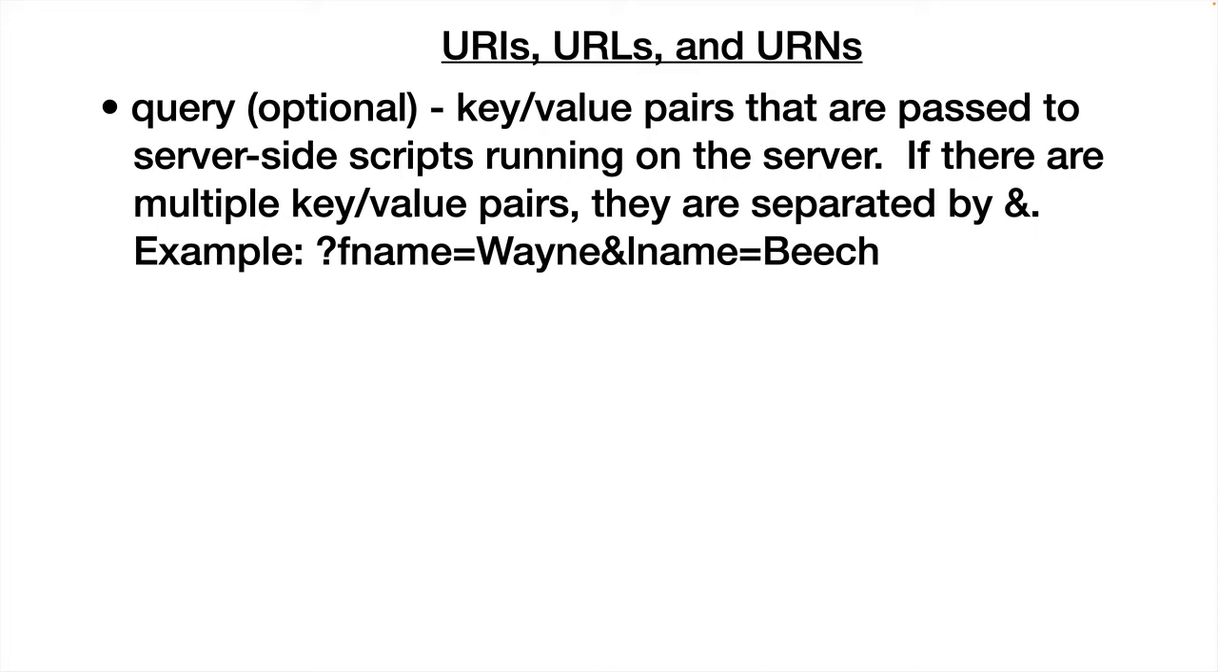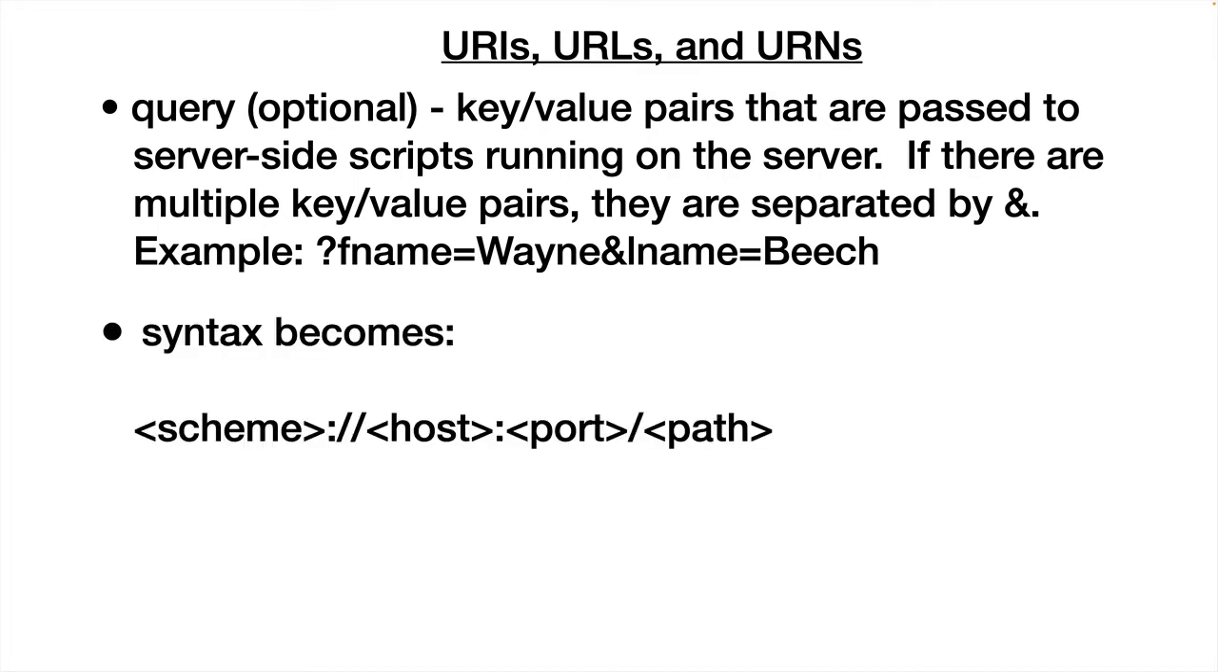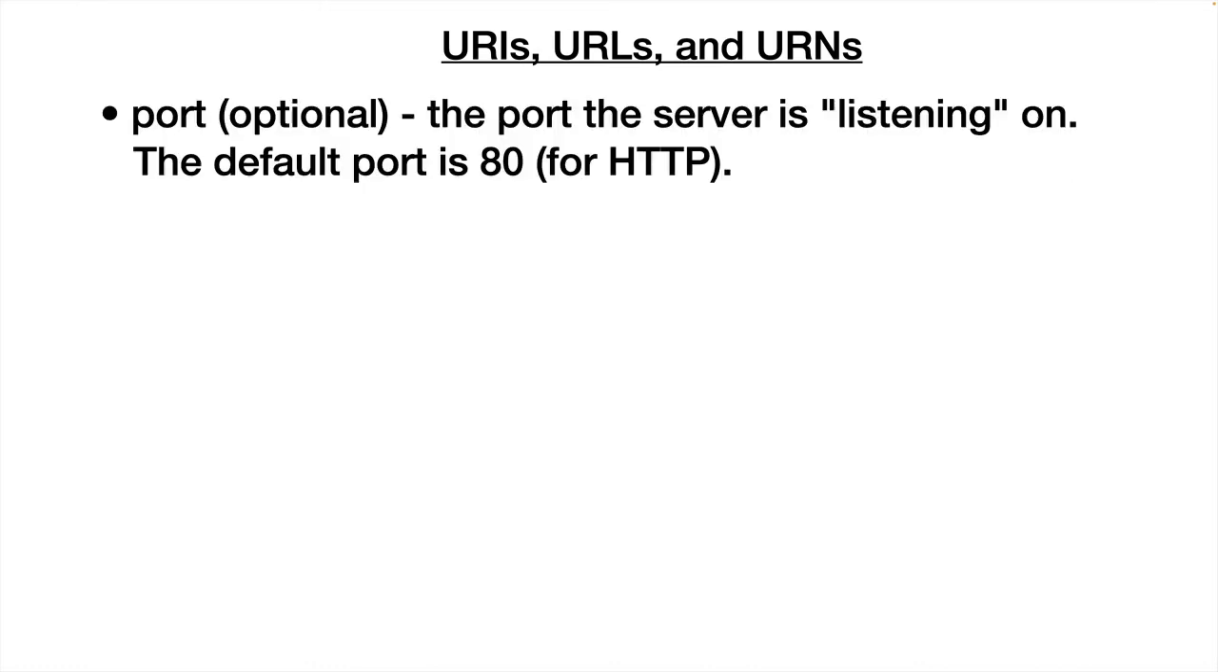So presumably whatever URL I'm going to is a script, and I can set my first name by setting the variable or the key F name to, in this case, my first name, and L name, the last name, is Beach. So that's an example of passing two key value pairs into, or placing them in, the URL. Now that we know what a query is, if we get rid of the query, our syntax becomes this, much shorter.